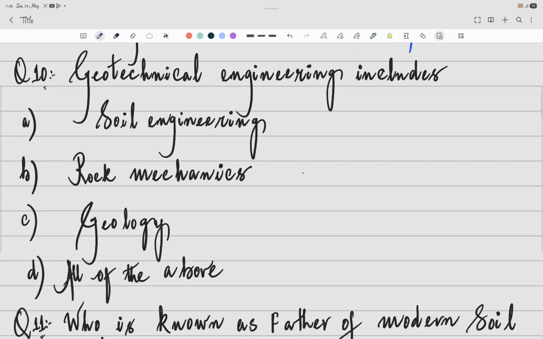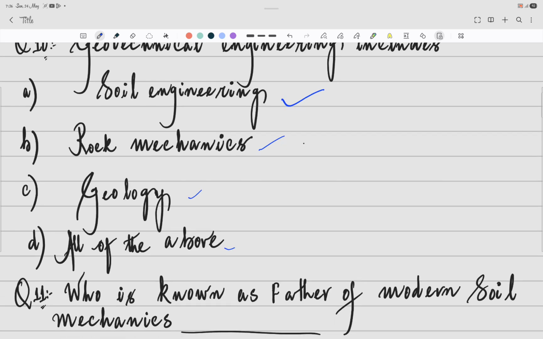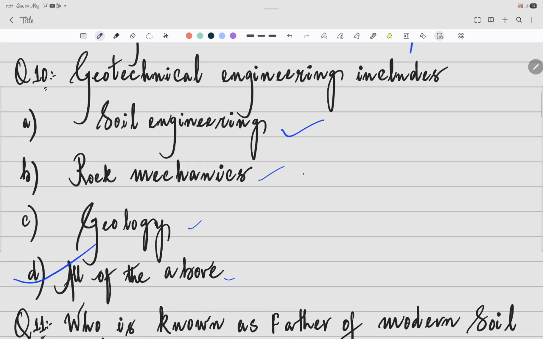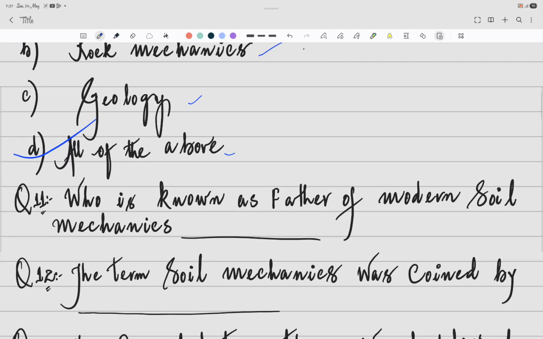Geotechnical engineering includes soil engineering, rock mechanics, geology, all of the above. As we already discussed, geotechnical engineering is the subdiscipline of civil engineering that involves natural materials found close to the surface of the earth. And I told you that it's a broader term which includes soil engineering, rock mechanics, and geology. So the answer is all of the above. All right. Next question.